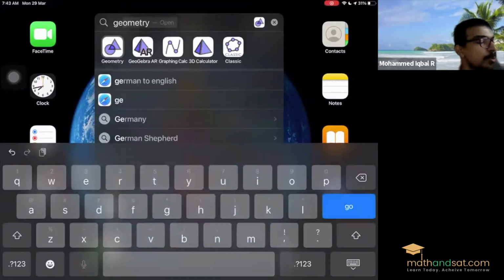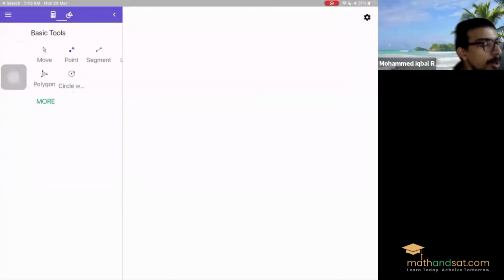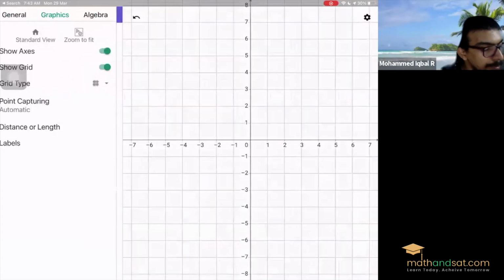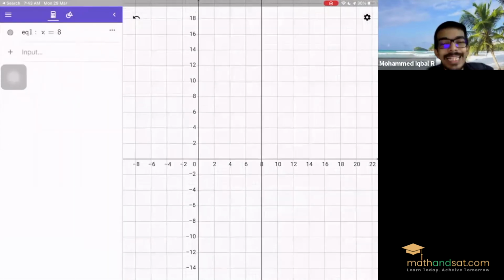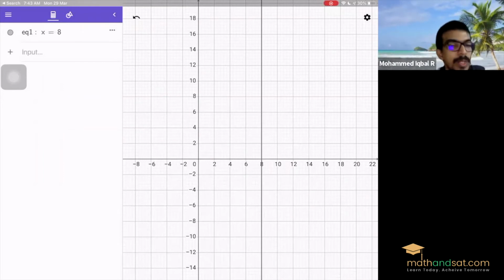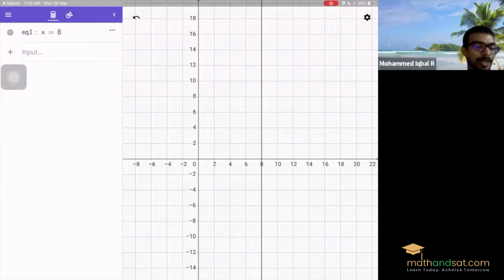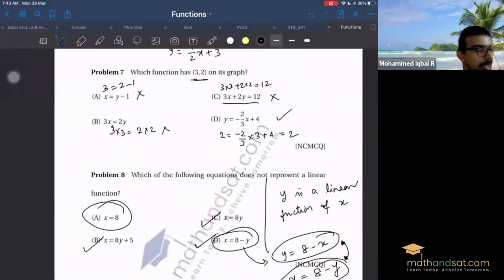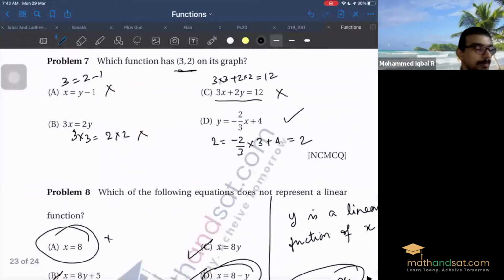If I plot x is equal to 8, what are you expecting? A straight line, but it is a vertical line. X is equal to 8 is a vertical line, it's not a function. Because for one x value, it's taking multiple y values. For one input, there are multiple outputs. So this is not a function. We have seen this before. This is not a function at all.